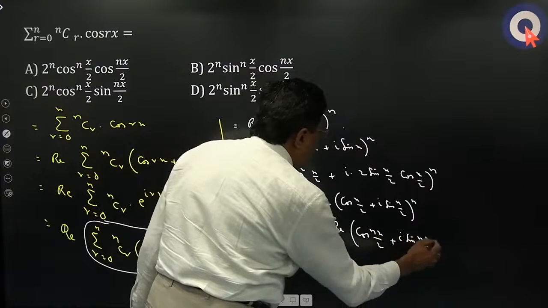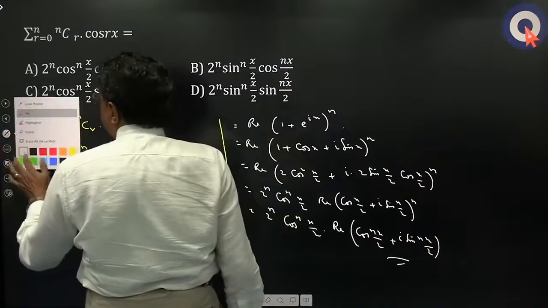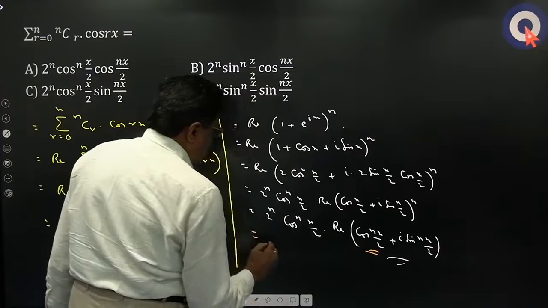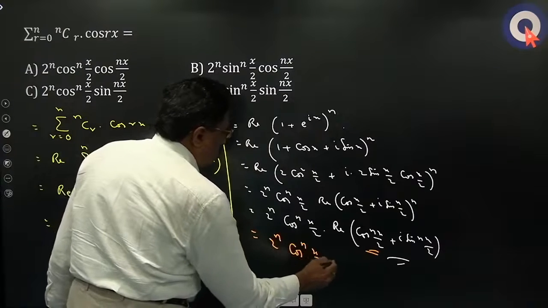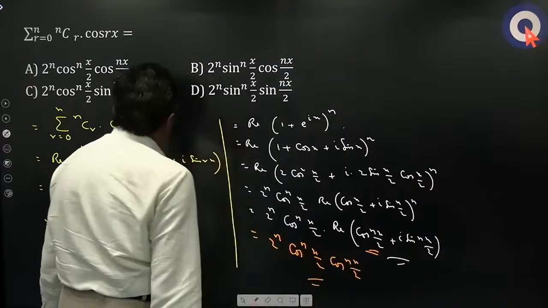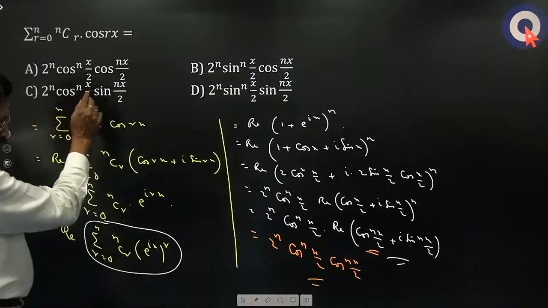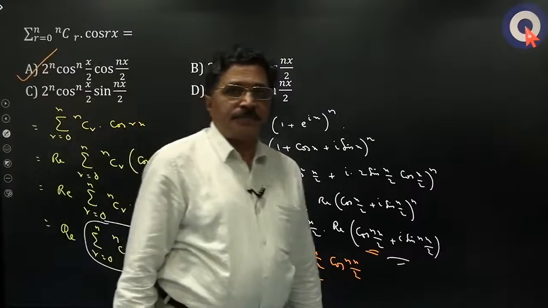So the real part of this is only this part. So this is 2 power n cos power n x by 2 cos nx by 2. So this is the required result, 2 power n cos power n x by 2 cos nx by 2. So this is the required answer.